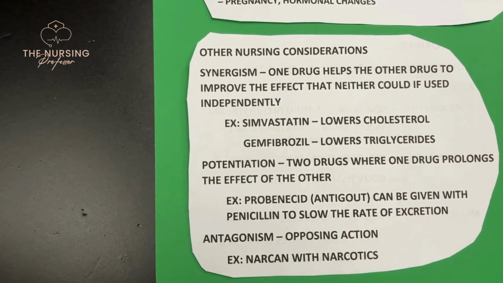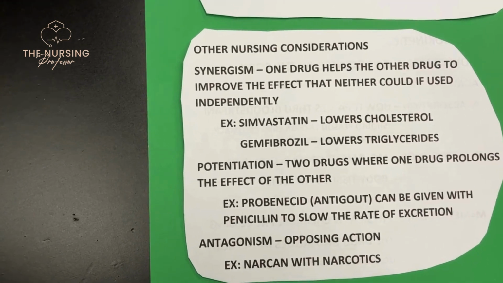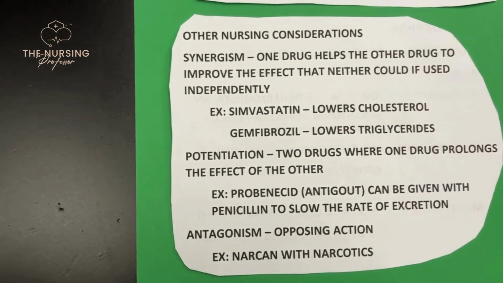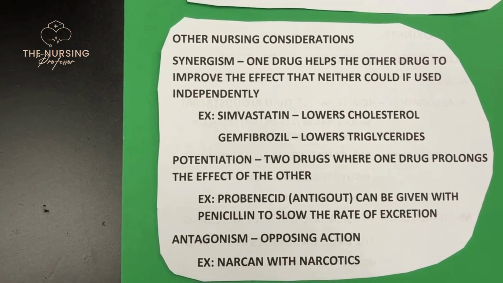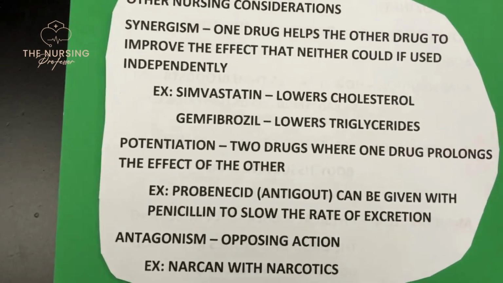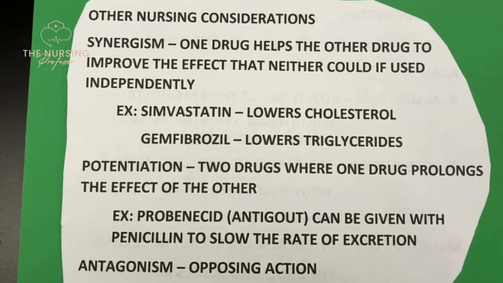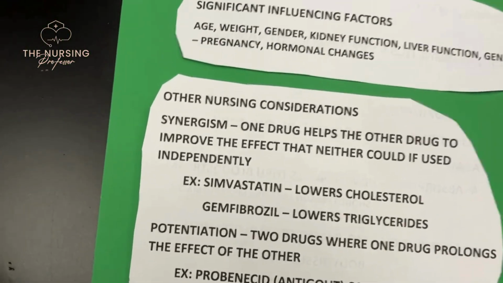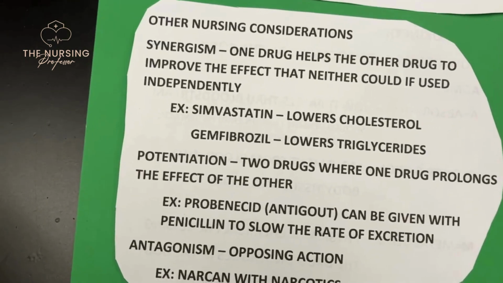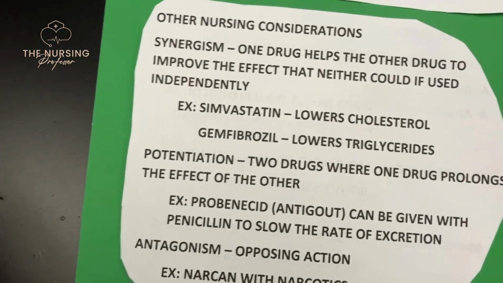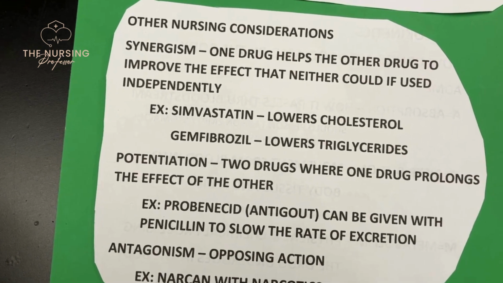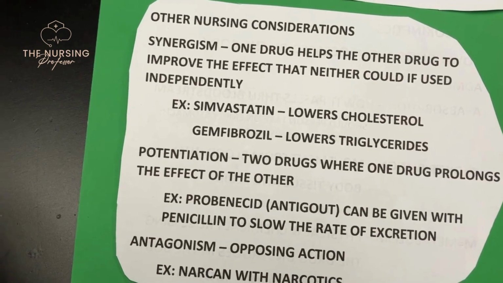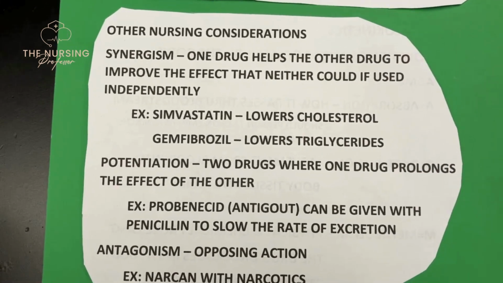So when we talk about synergism, we're talking about how one drug helps the other drug work better. For example, if a person has a cardiac problem and they're taking simvastatin, which is a drug to lower cholesterol, and along with that, they're taking gemfibrozil, then that's going to really help decrease their risk for cardiac disease, because one lowers cholesterol and the other lowers triglycerides. And we know between the two, both of those could be quite dangerous to our cardiac system.